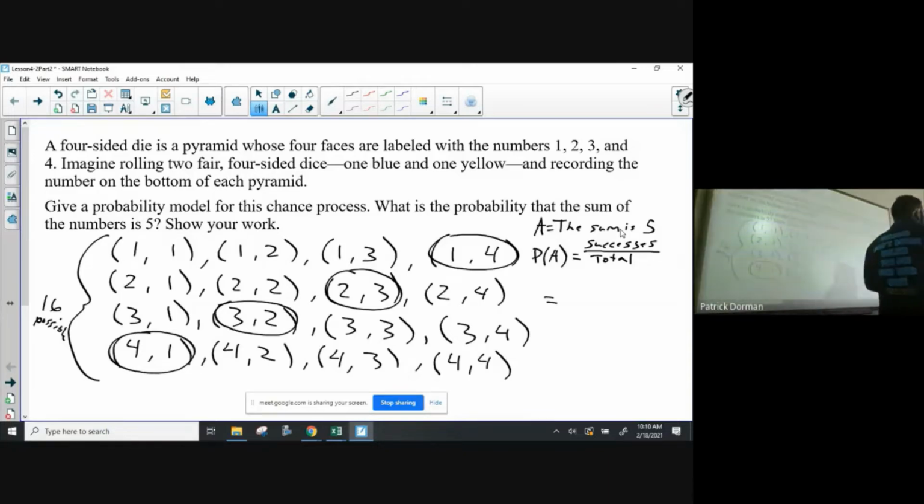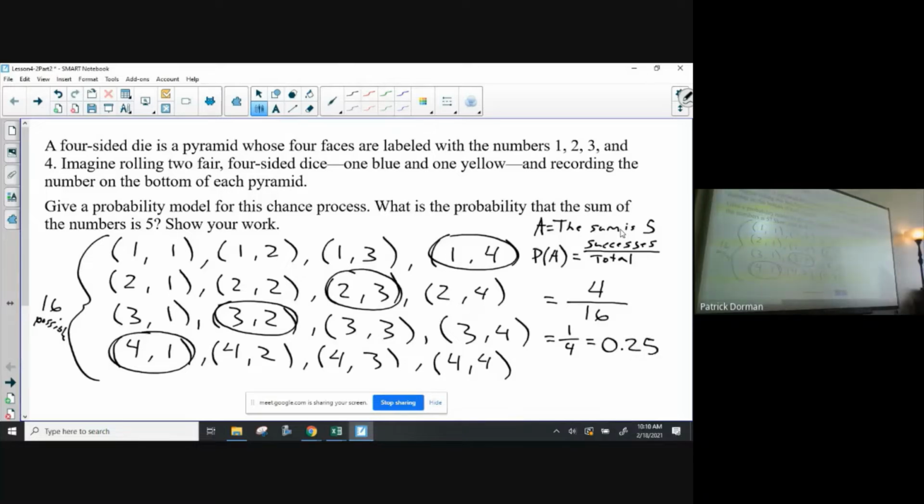There are 4 different ways that I could get a sum of 5 if I'm rolling 2 4-sided dice. So that would mean that there are 4 successes, and my total possibilities, there are 16 different outcomes if I'm rolling two 4-sided dice. So I'm going to simplify that, right? That's 1/4. Let's write it as a decimal.